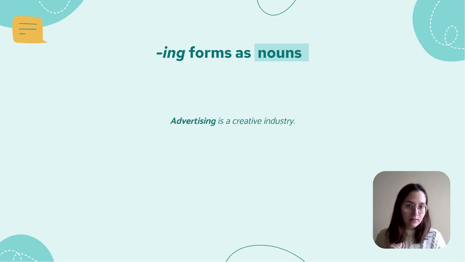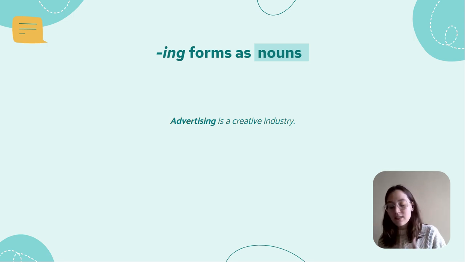Let's take a look at some examples. Advertising is a creative industry. I can achieve this with any noun. I can say English is an interesting language, right? World peace is something difficult to achieve, definitely, but I'm using nouns. In this case, I'm going for a verb. I'm referring to perhaps an activity, in this case, an industry.